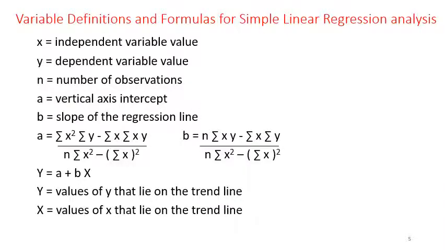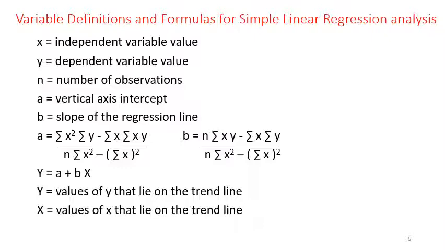Variable definitions and formulas for simple linear regression analysis. X here is the independent variable value. Y is the dependent variable. Y depends on X. N is the number of observations. A is the vertical axis intercept. B is the slope of the regression line. Now these are the different formulas for simple linear regression analysis. Any simple linear regression analysis will make use of these variables, and this nomenclature will be utilized and substituted in the equations given below.